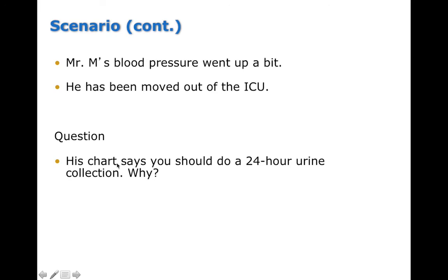This next question says, his chart says you should do a 24-hour urine collection, and why might that be? Well, we learned earlier how one of the consequences of shock is actually kidney damage. Because remember, what we talked about then is that if shock leads to poor perfusion of peripheral tissues, if the kidneys aren't getting decent blood flow for an extended period of time, he may have actually had renal failure from that lack of blood flow to the kidneys for however much time his blood pressure and blood flow were low. So we want to do a 24-hour urine collection to make sure that his kidneys are now functioning normally now that his blood pressure has been stabilized and normalized.